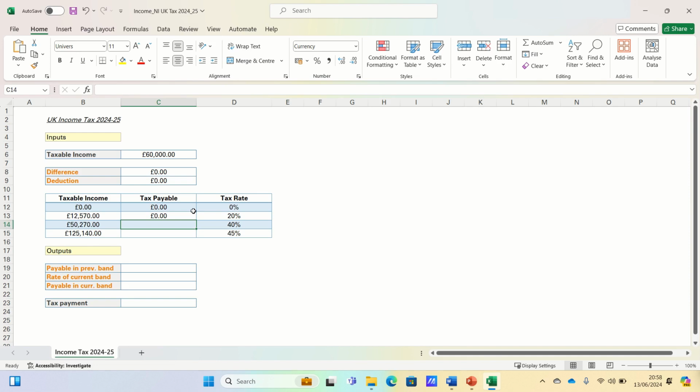To calculate the tax payable when the taxable income is 50,270, we take the tax payable in the previous band. We then add this to the difference between 50,270 and 12,570, which is the previous boundary. We then close brackets and multiply this by the applicable tax rate, which is 20%. We can then do the same for the cell below as follows. We can now move on to the outputs.